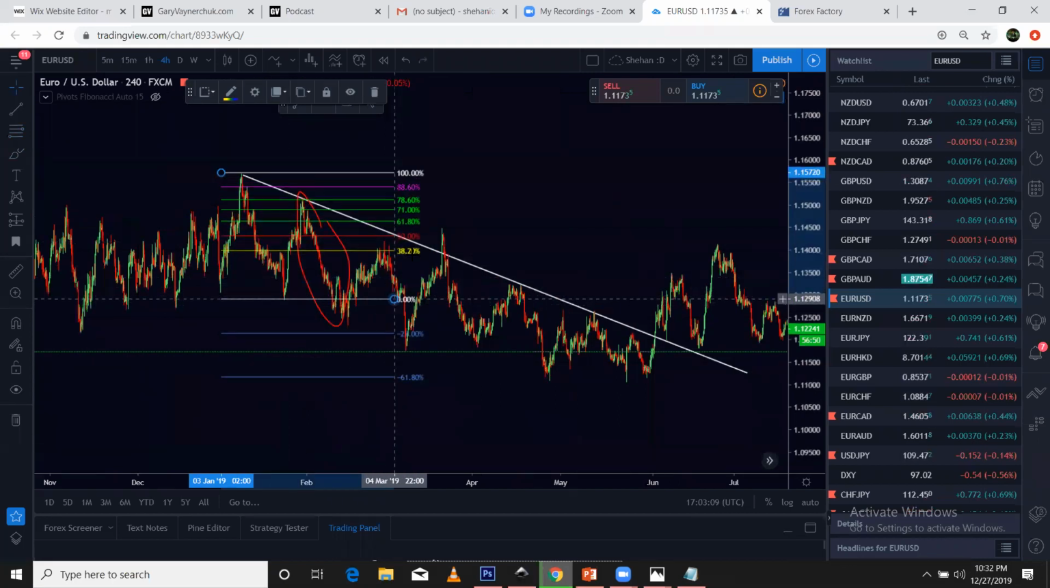Where did the market retrace? Can anybody tell in the chat box? What is the exact value, the exact percentage where the market retraced? Exactly. Can anybody tell in the chat box? Quick. 78.6. Are you sure? I need answers from everybody. 47 people on call. I need 47 answers right now. If not, I'm not going to move ahead. Everybody should answer.